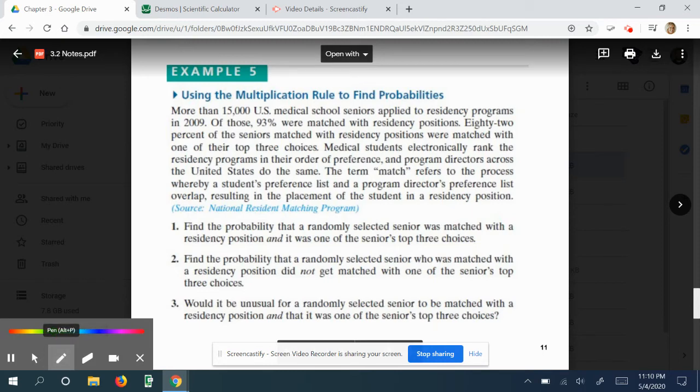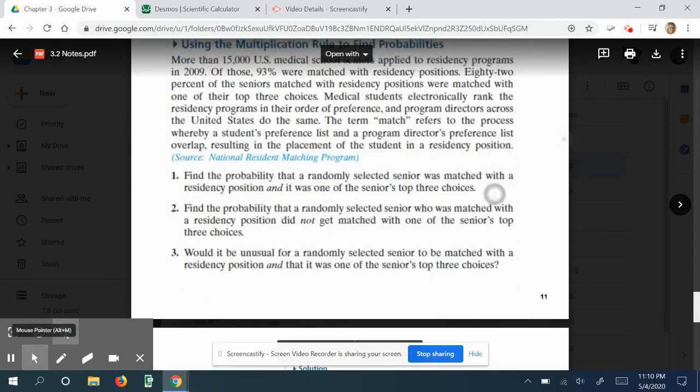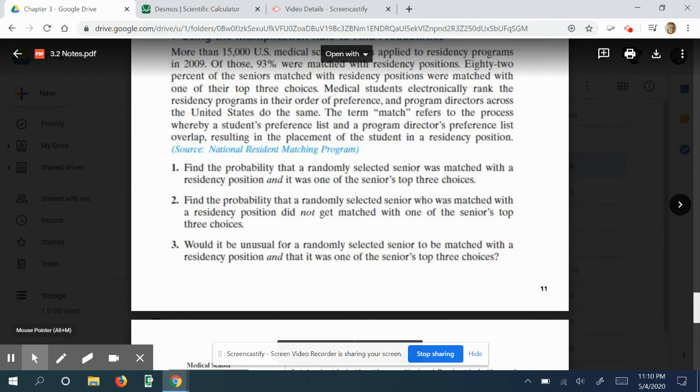It says this: more than 15,000 U.S. medical school seniors applied for residency programs in 2009. Of those, 93% were matched with residency positions. 82% of the seniors matched with residency positions were matched with one of their top 3 choices. Medical students electronically rank their residency programs in the order of their preference, and the program directors across the U.S. do the same. The term match refers to the process where a student's preference list and a program director's preference list overlap, resulting in a placement of the student in a residency program.